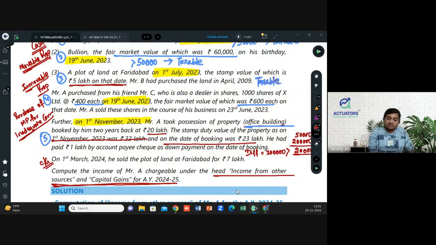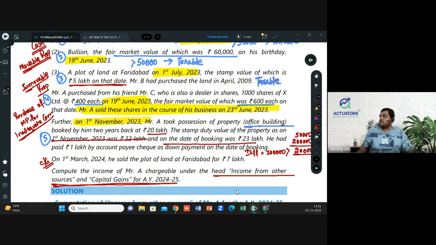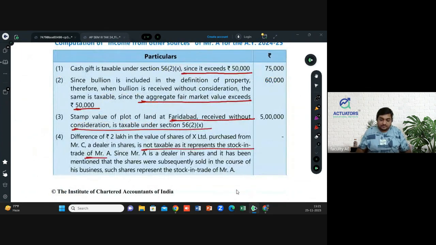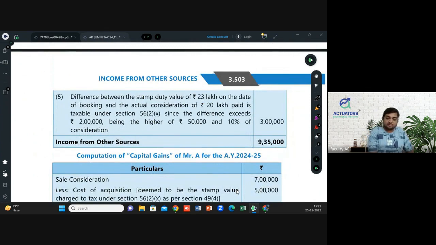Now, they have also mentioned that we have sold it in the ordinary course of business. My business is this only. This is not for my investment purpose. And this I have already explained to you. It is more than this. So 3 lakh is taxable.